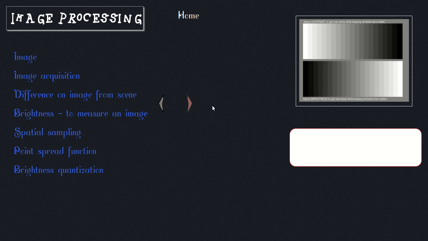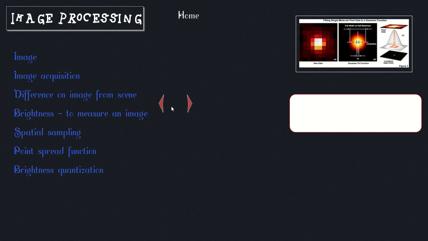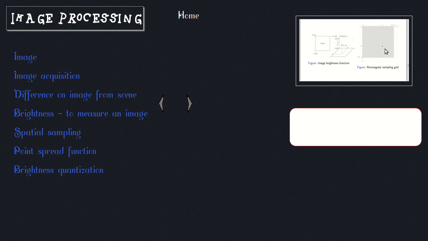About spatial sampling, we saw that this is storing those values, mapping them from the real world to the image. That's what spatial sampling is basically doing.